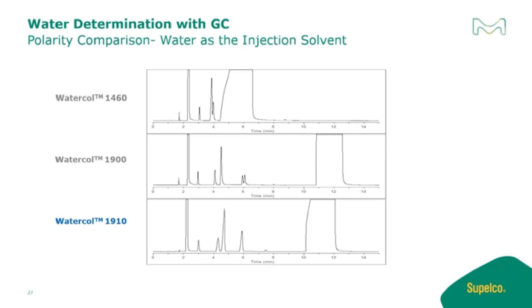We can also use water as our matrix solvent, and you can see the very good peak-shaped water. Again, this is work done with a thermal conductivity detector, and you can see the shifting of water downstream away from the small polar analytes on the Watercol 1900 and 1910 compared to the Watercol 1460.